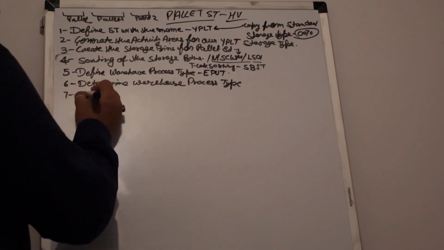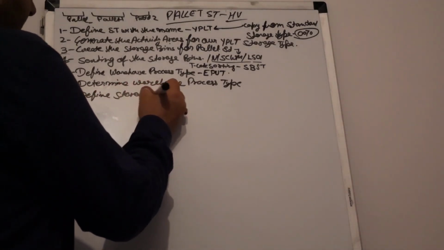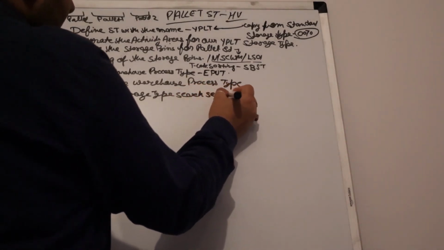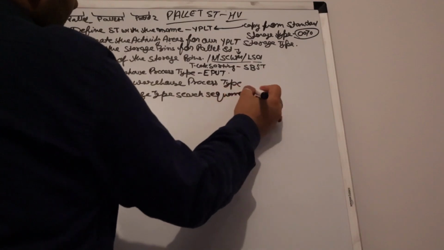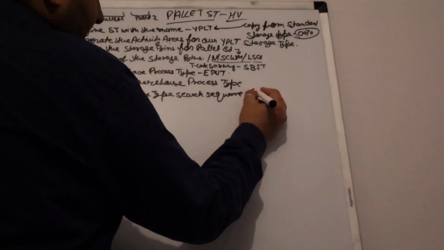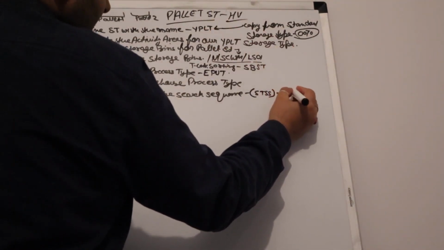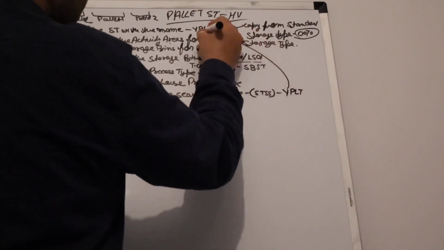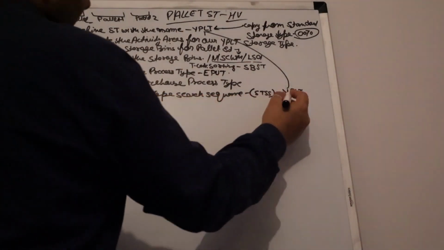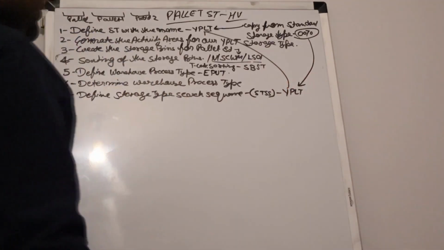Now, seventh point, we need to define the storage type search sequence. Suppose, why did we do this? STSS with the YP for the YPLT, which is my storage type. So we need to define the storage type search sequence for this YPLT storage type, which I copied from 0070. Why?